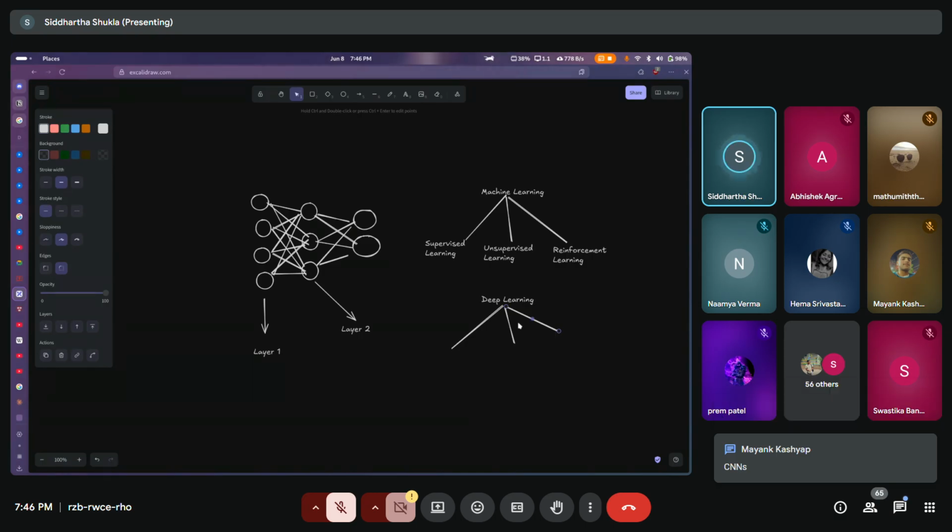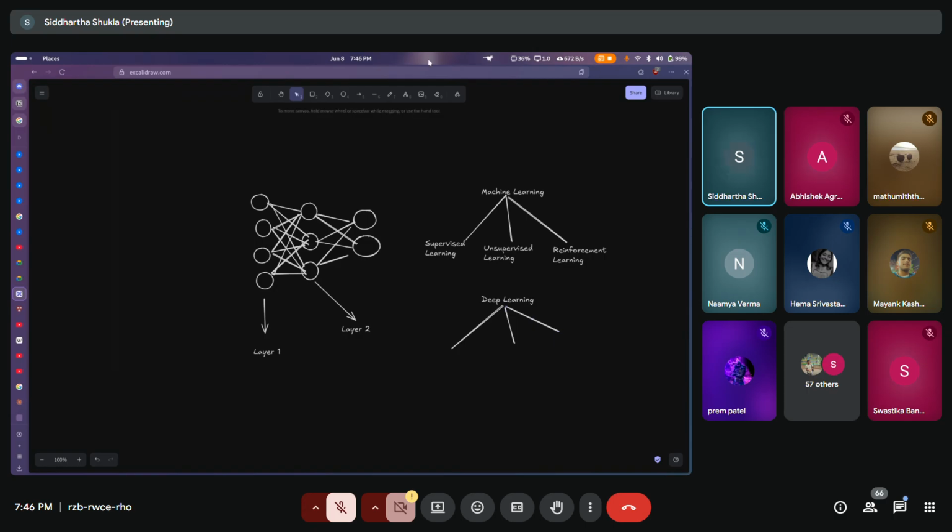Right. So in deep learning, we have various types of neural networks: convolutional neural networks, recurrent neural networks, and the most latest advancement that we have in deep learning are transformers, which power our modern day AI, and which are responsible for the boom in modern day AI.